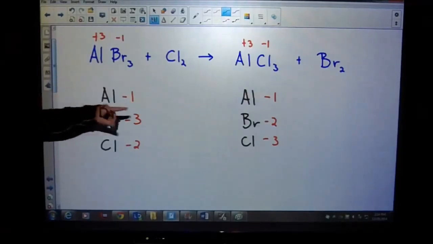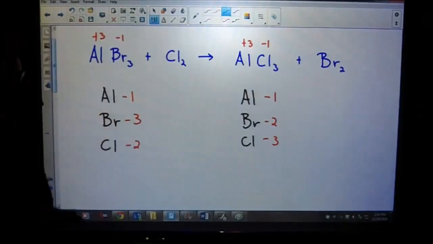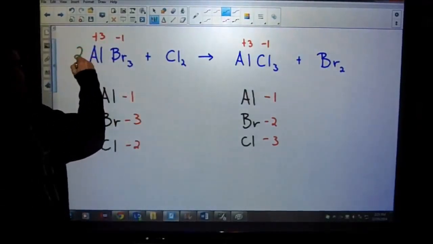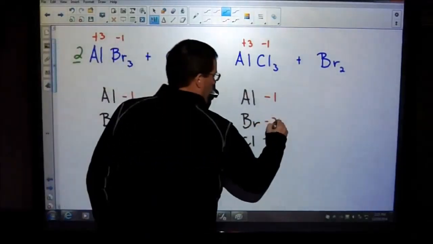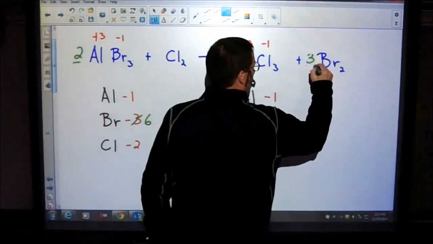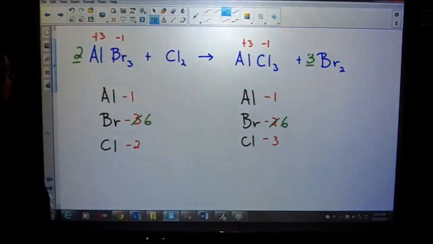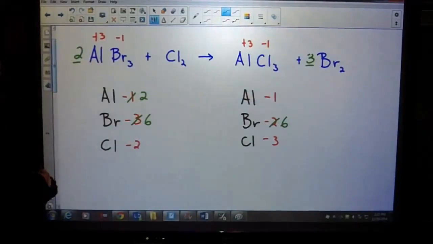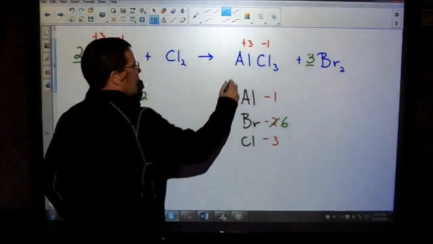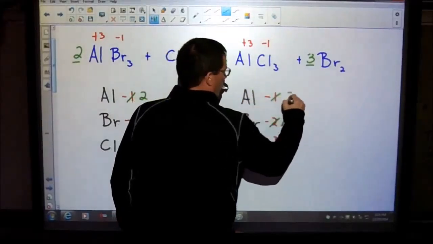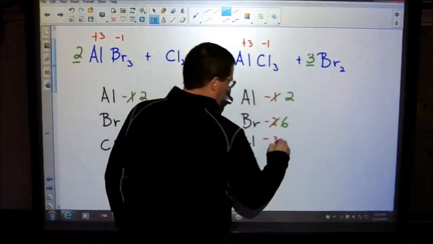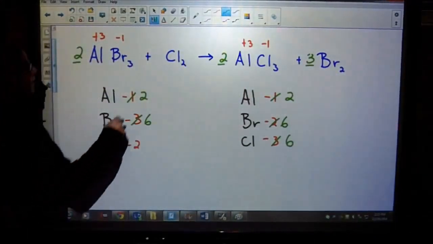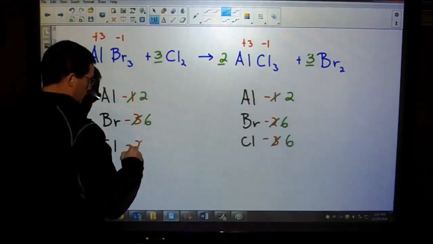Let's focus on the bromines. Here we have 3 and we have 2, so let's get that to 6. I'm going to multiply that by 2, and I'm going to multiply this by 3. So my bromines look good, but let's fix the aluminum since we have a 2 there. Since I now have 2 aluminum on this side, let's put a 2 here. So we got 2 aluminums, which also changes my chlorine to 6. Everybody looks the same except for chlorine. Put a 3 there, and you're balanced.